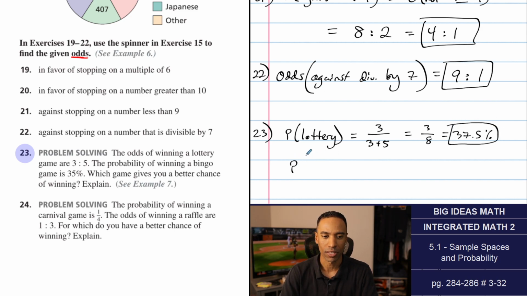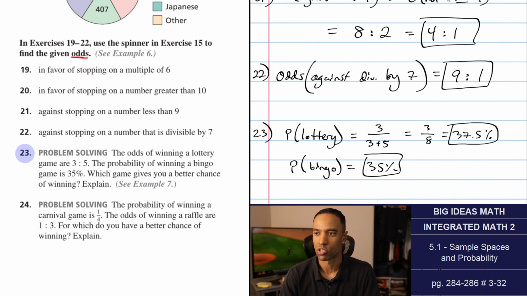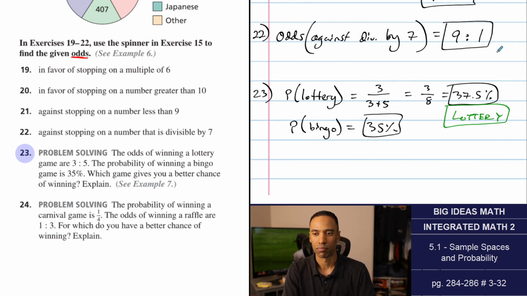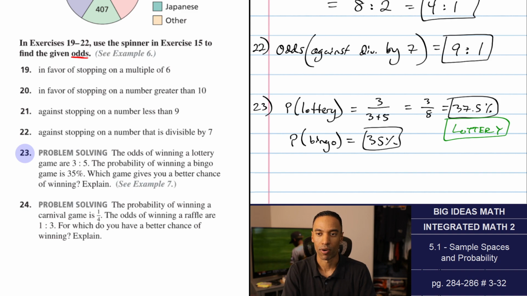This was 37.5%. So 37.5% here, whereas the probability of bingo is 35%. So the question is, which game gives you a better chance of winning? The lottery one. Based on the math, lottery is a better chance of winning. Not by much, but take better odds when you can get them.